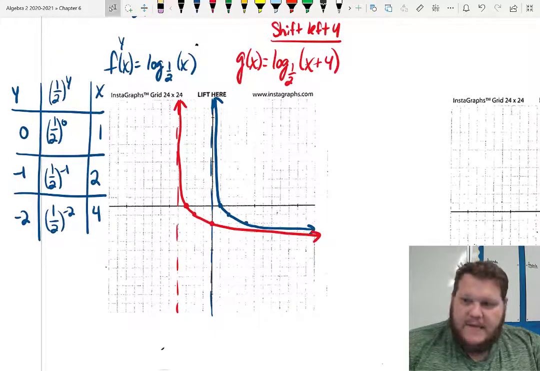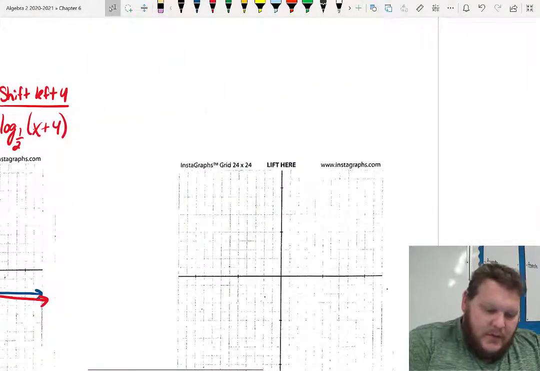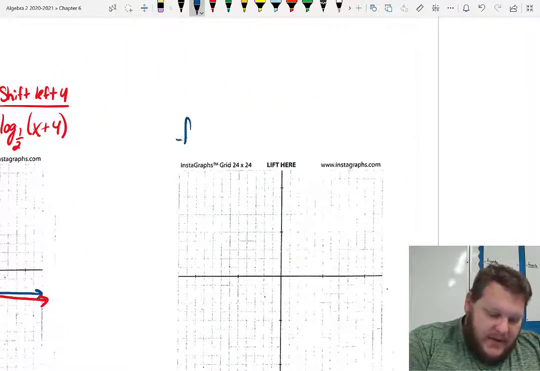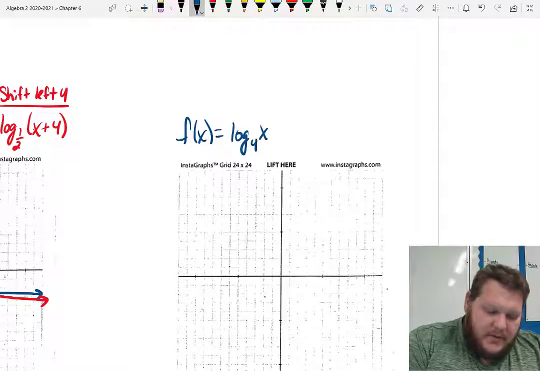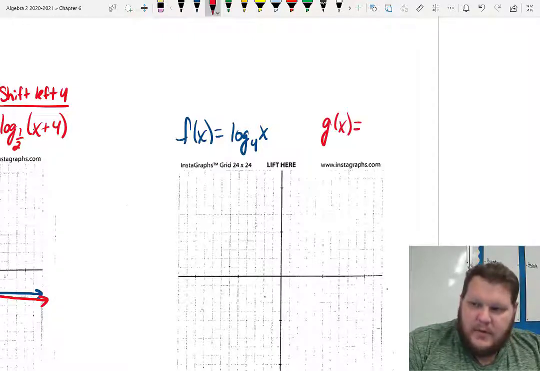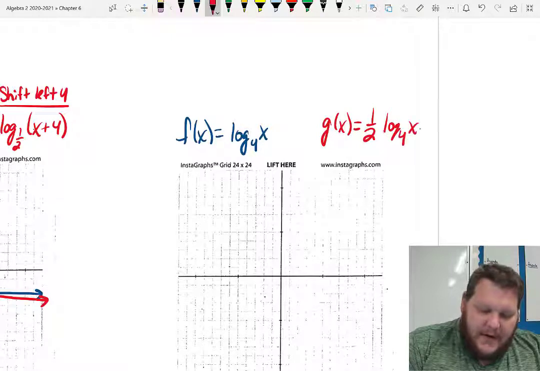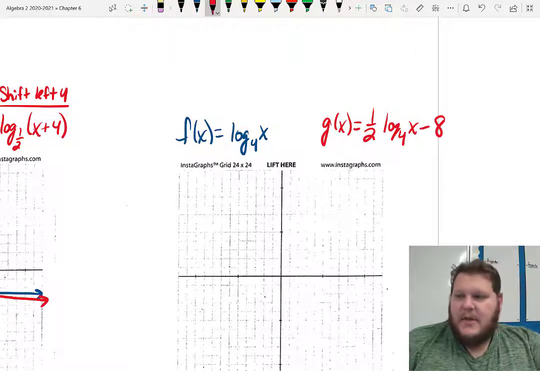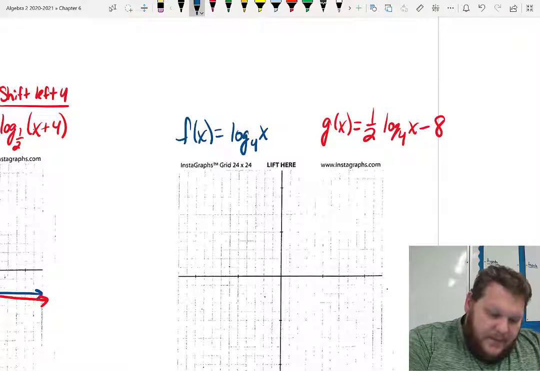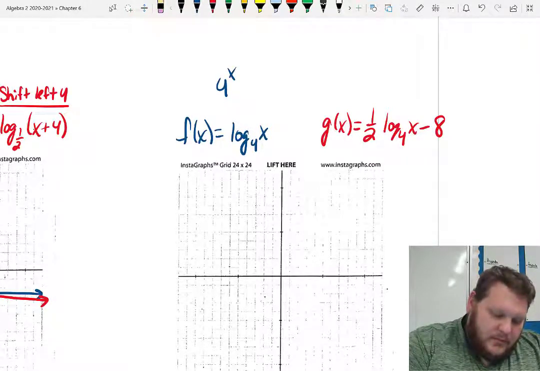All right, last but not least, for our last example here, we've got f of x equals log base 4 of x. And then for g of x, we are doing 1/2 log base 4 of x minus 8. So first and foremost, this is 4 to the y power. 4 to the y equals x.